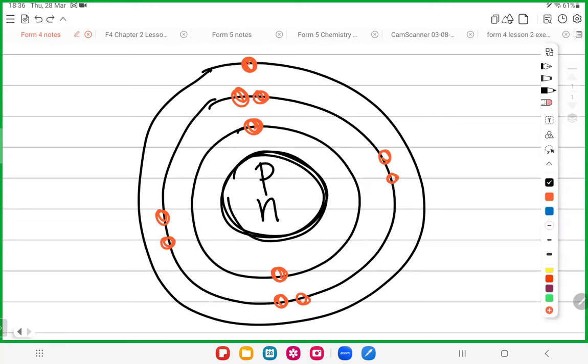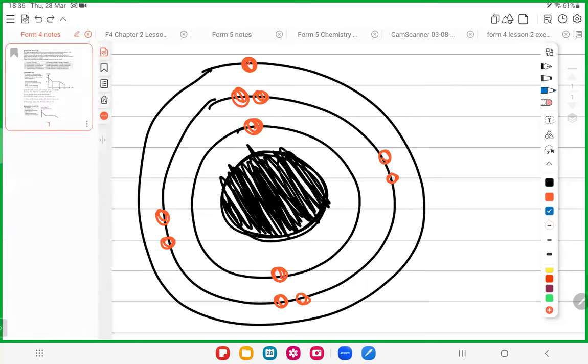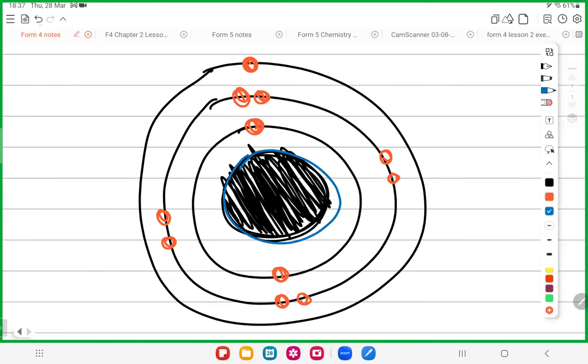That's it. If you don't want to draw like this, another way to draw is this. Some books color the nucleus, they shade the whole thing. If you shade the whole thing, that's a problem, because you cannot see proton and neutron inside, right or not?